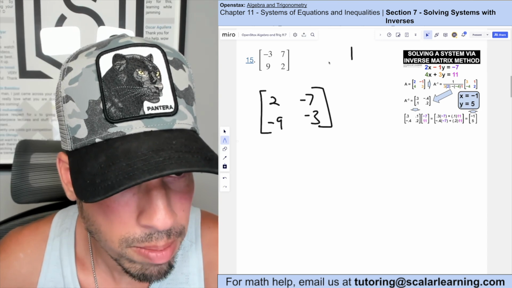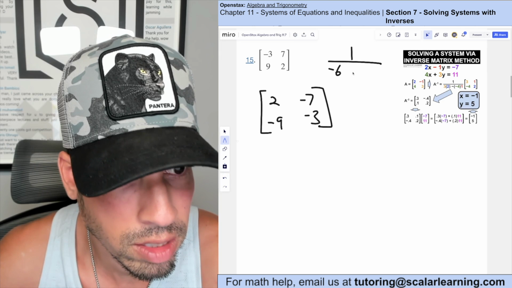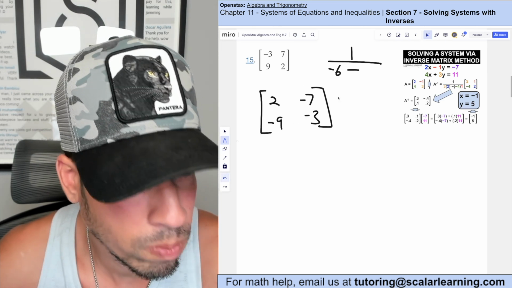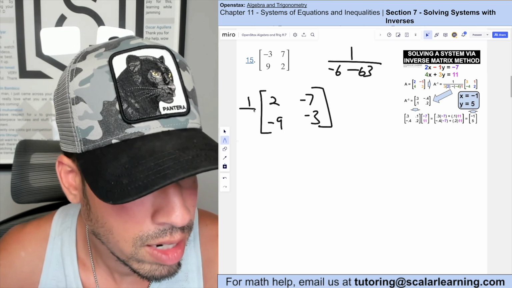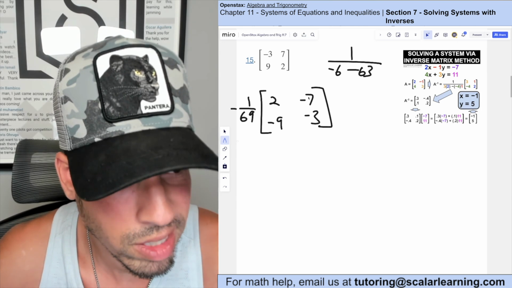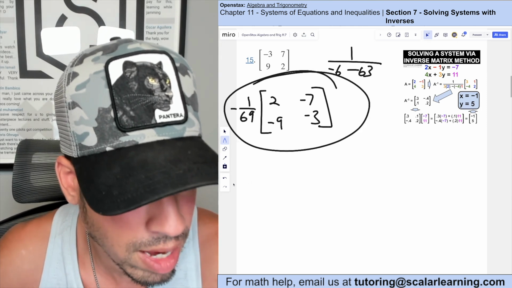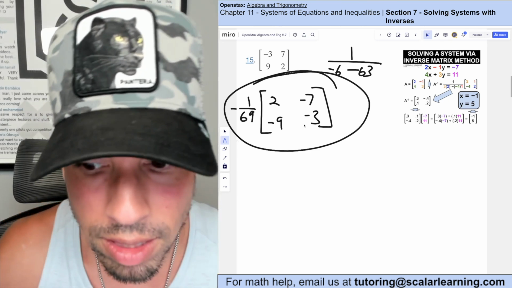Then we multiply by 1 over the product of these two, which is negative 6, minus the product of these two, which is 63. So negative 6 minus 63 is negative 69. So we can say the final answer is negative 1 over 69, that's the scalar, times that matrix. That's how you do it. Done. And by the way, in the back of the book, they have a slightly different answer, right?